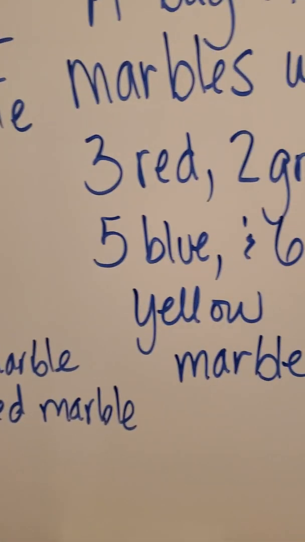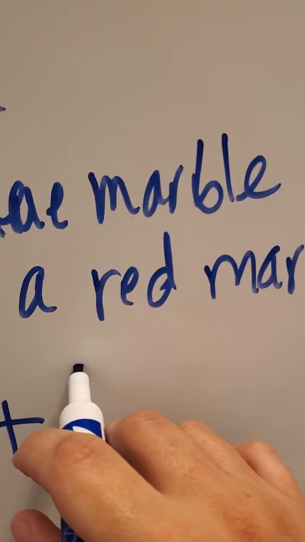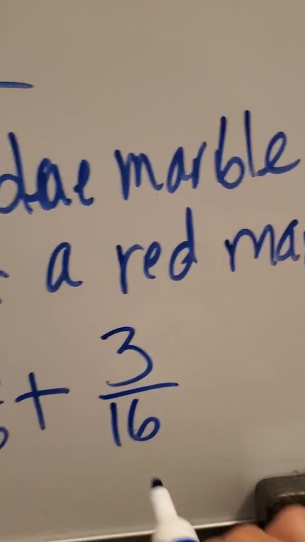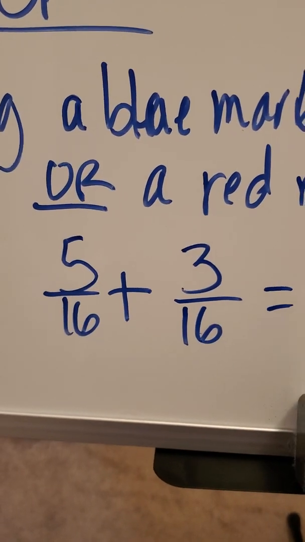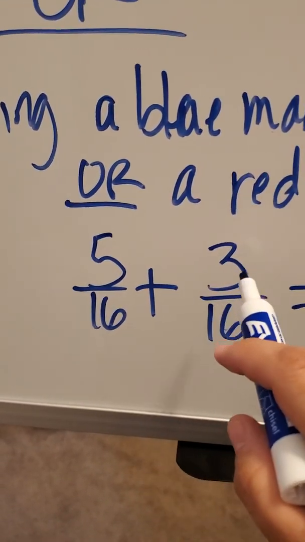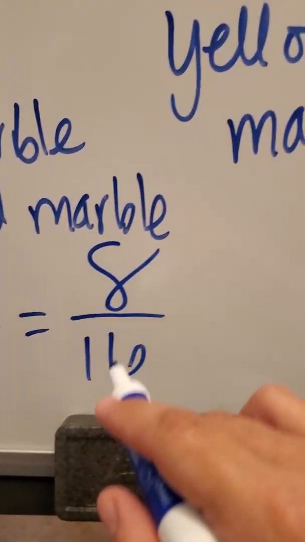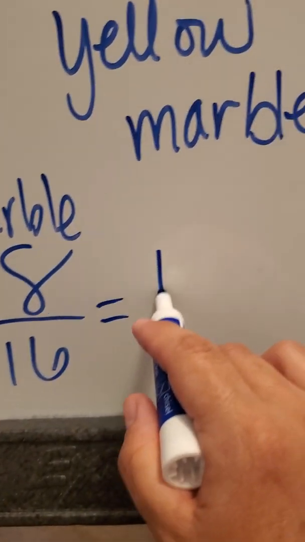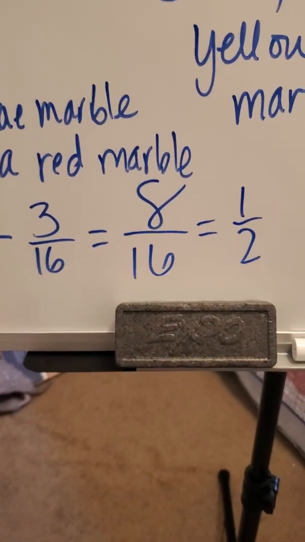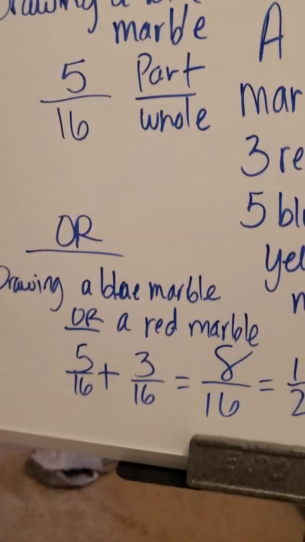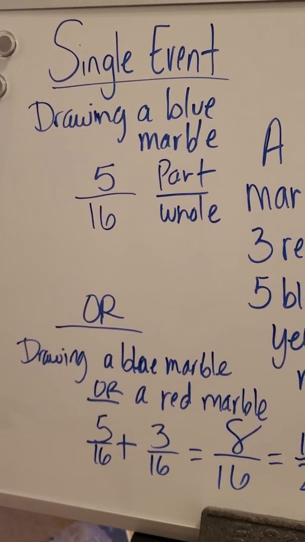Then I'll look back over here. How many red do I have? 3. So then that would be 3 out of 16. Now, when I add, I got a common denominator already. So I just say 5 plus 3 is 8 over 16. Now, this will actually reduce, won't it? So there's a 1/2 shot that I would draw out a blue or a red marble. Make sense? Single events are pretty basic, really basic probability, okay?